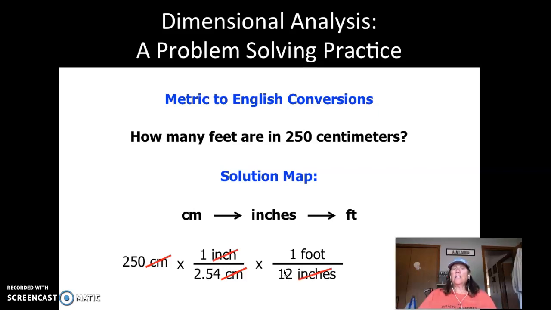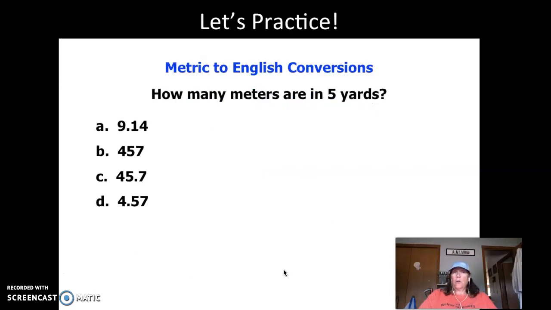And my question says how many feet, so I know I'm in the right unit now. So I'm going to take 250. I'm going to divide by 2.54, and then I'm going to divide by 12, and I get 8.2 feet. That's how many feet there are in 250 centimeters. Okay, so again, sometimes you need more than one conversion. Okay, and again, here's another one with how many meters are there in 5 yards.